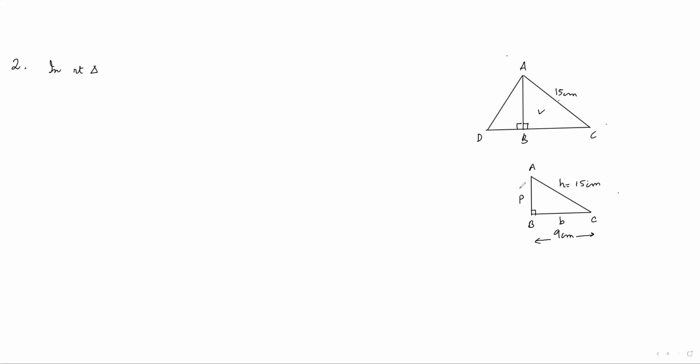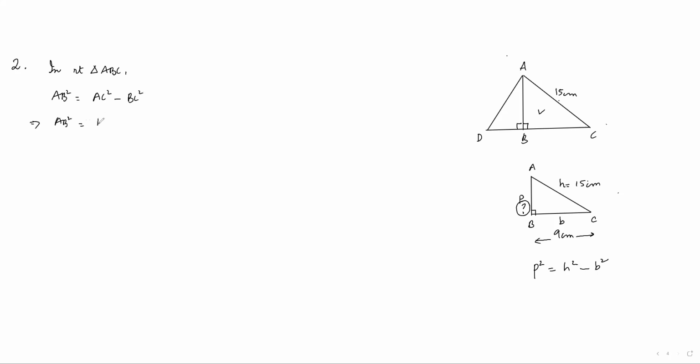Look here, the triangle is ABC. So the formula is: the perpendicular square equals the hypotenuse square minus the base square. So AB square is equal to AC square minus BC square.